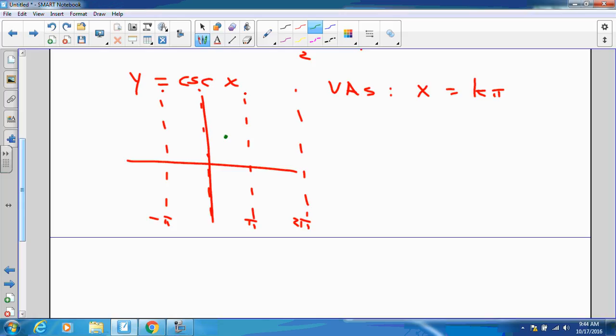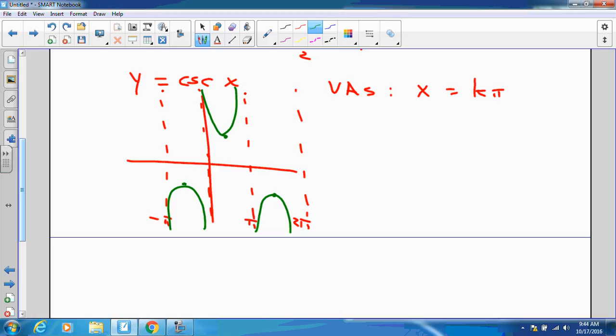I did some values, so like pi over 2 is 1. 3 pi over 2 is negative 1. Good. Negative pi over 2 is negative 1. So what shape do we have? Starting there, we have concave up here, and concave down here, and concave down here. Notice the origin symmetry of cosecant. Yep. Exactly.